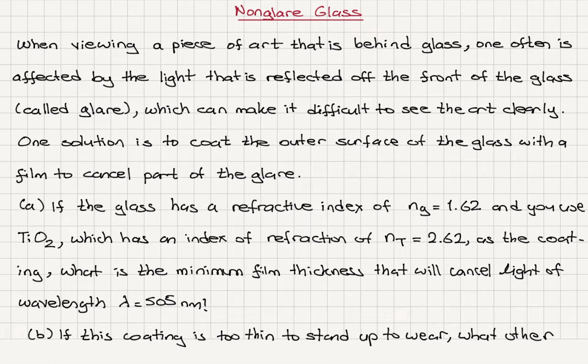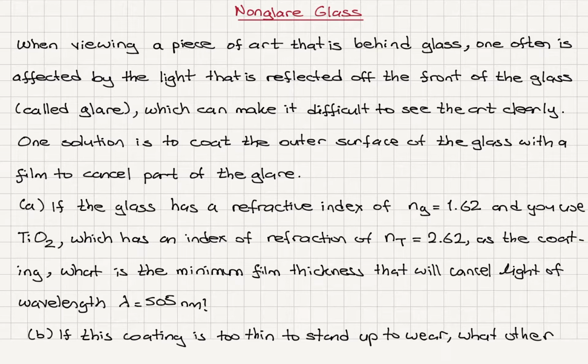Nonglare glass. When viewing a piece of art that is behind glass, one often is affected by the light that is reflected off the front of the glass. This is called glare, which can make it difficult to see the art clearly. One solution is to coat the outer surface of the glass with a film to cancel part of the glare.